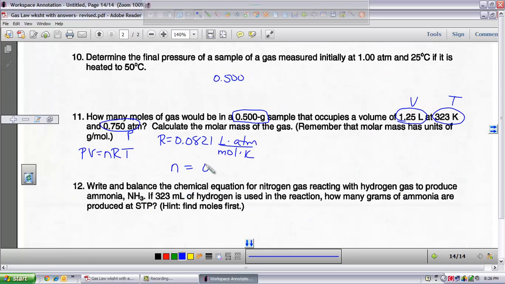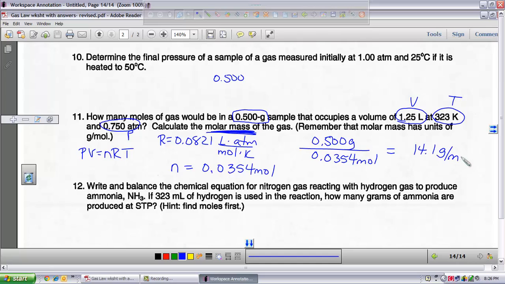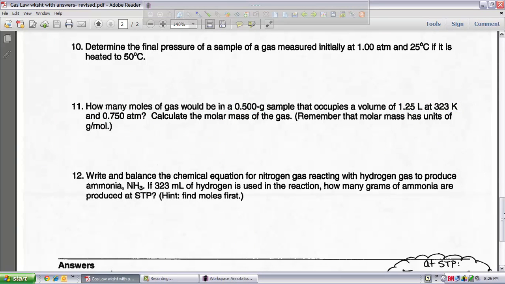So when you plug in volume and pressure, all of the numbers that you have here, you're going to get the number of moles is equal to 0.0354 moles. Be careful because it asks for the moles of gas, but then it also asks for the molar mass. So molar mass is in grams per mole. They give you grams, 0.500 grams, and you calculated moles. And so you're going to get 14.1 grams per mole, which sounds a lot like nitrogen.